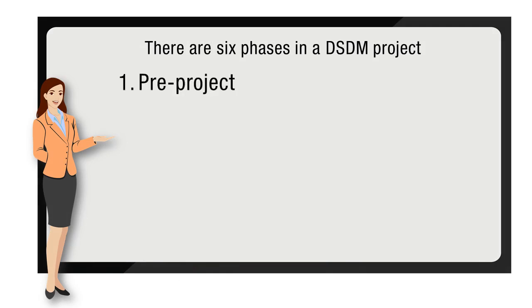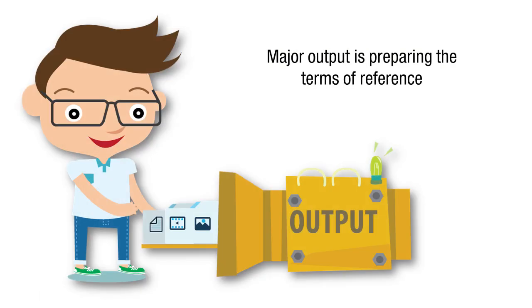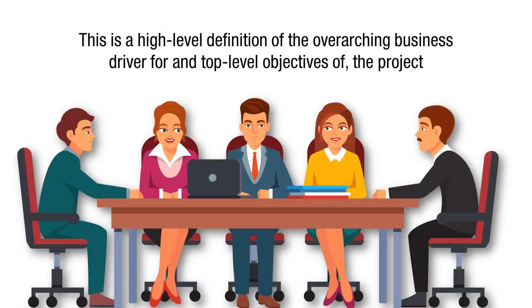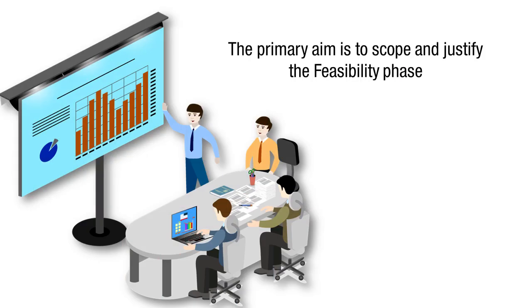The first phase to discuss is pre-project. Major output is preparing the terms of reference. This is a high-level definition of the overarching business driver for and top-level objectives of the project. The primary aim is to scope and justify the feasibility phase.